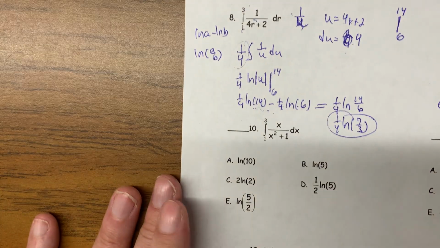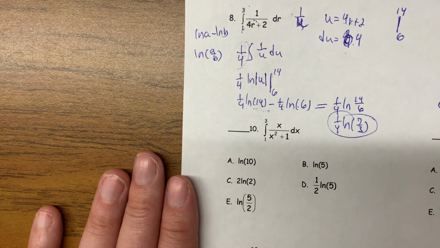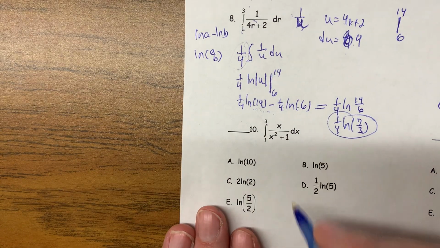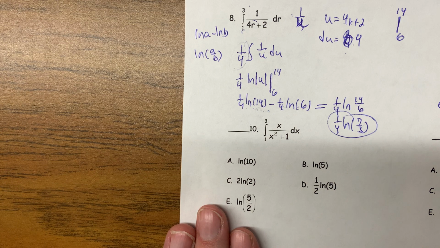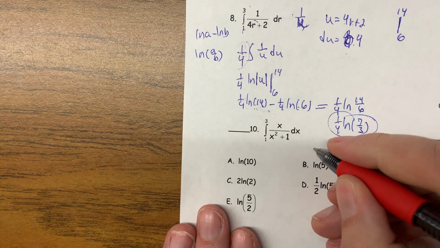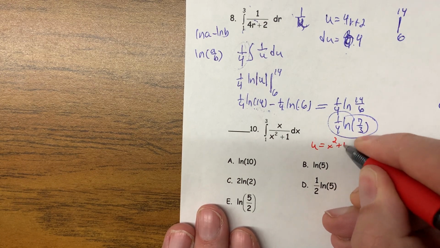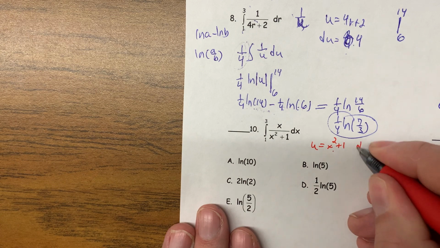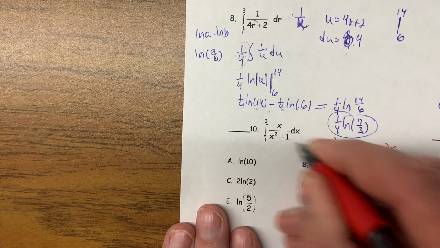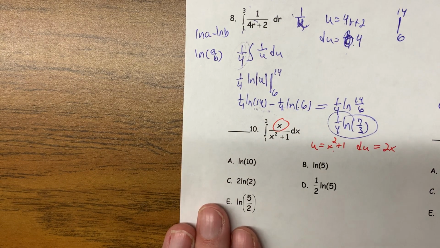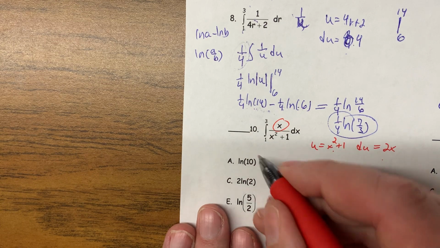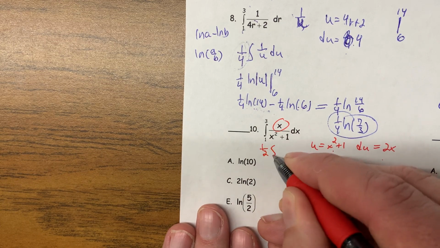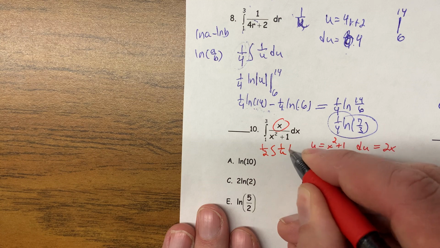All right, how about number 10? Try it on your own. Okay, clearly the inside function here, I hope it's clear, u is x squared plus 1, and part of the reason I know that is because the derivative is 2x, which is basically in the top here. So when I divide x by 2x, the x's are going to go away, and so it's 1/2 the integral of 1 over u du.